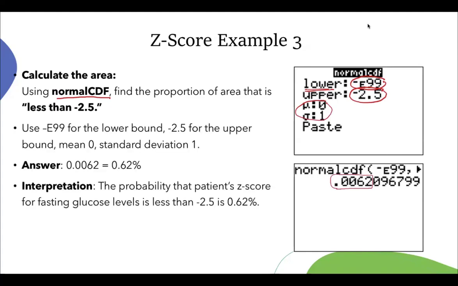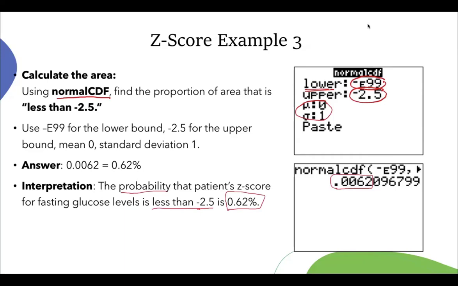Okay, not too big. And to interpret it, we're going to say that the probability that a patient's z-score for fasting glucose levels is less than negative 2.5 is 0.62%.